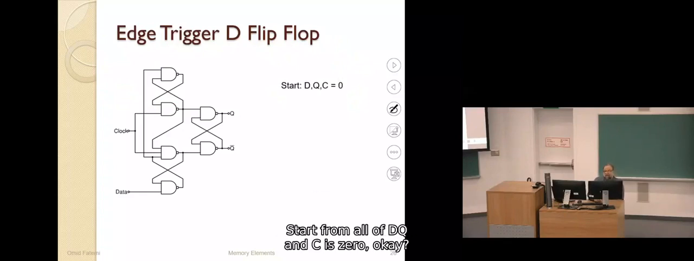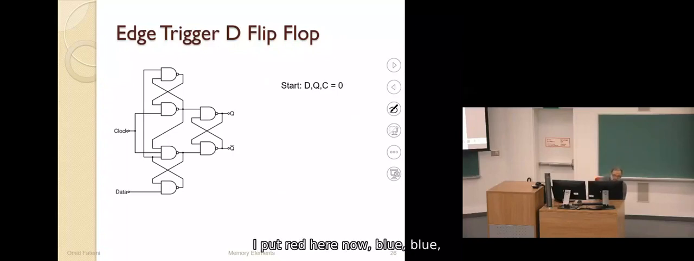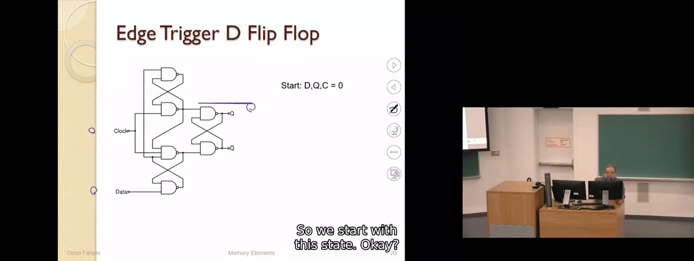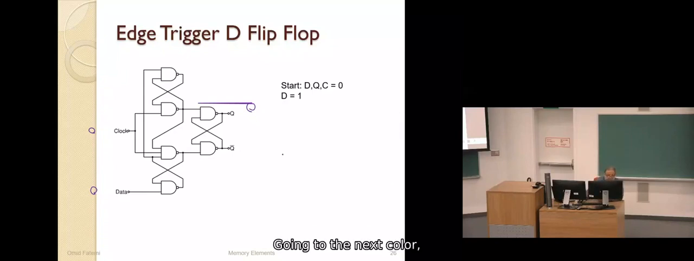Okay, start with D, Q, and C all 0. D is 0, I put red here. Now blue: blue is 0, and clock is 0, and Q is 0. So we start with this state. Now let's say that D becomes 1. D becomes 1. Going to the next color.